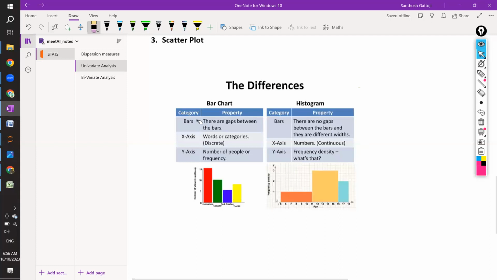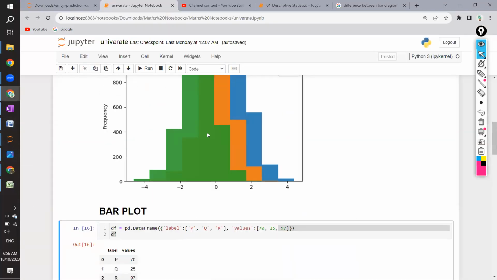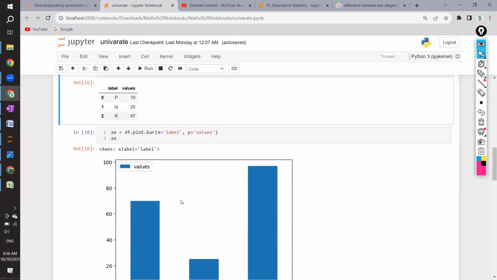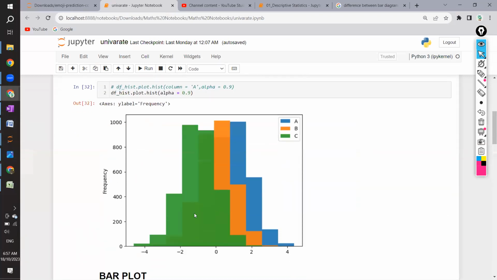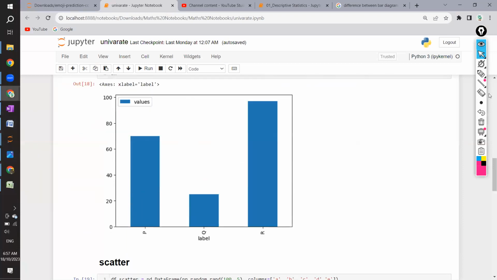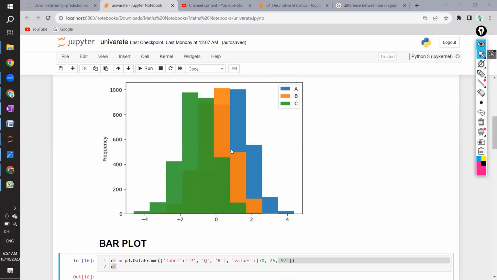For that reason, you can understand, if you have noticed one thing, the difference between a bar graph and the histogram. If you see here, there are some gaps between the bars. But here, if you see these bars, these columns, you don't see any gap between them. Agree? That is a very important point.